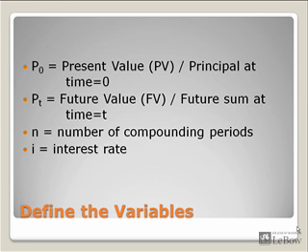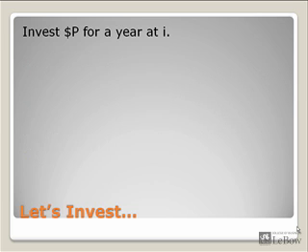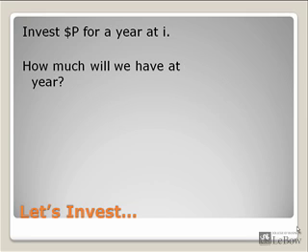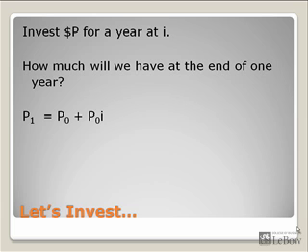Okay, so what we want to do is invest P dollars for 1 year at I%. Again, let's think about simply depositing some money into a savings account and letting it earn some interest. How much would we have at the end of the year? We will have the original P0 that we started with, plus the additional amount we earned in interest over the year, or I% of P.